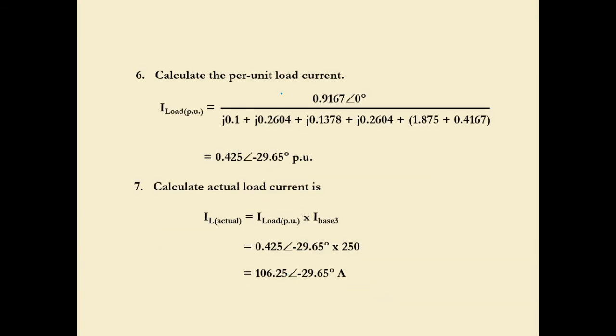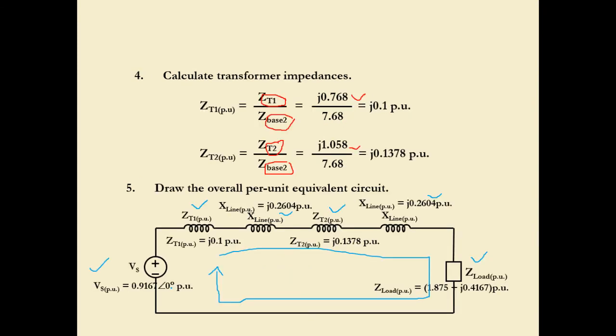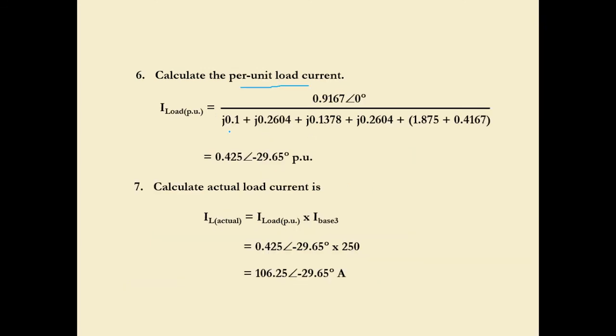So calculate the per unit load current. We have here the VS 0.9167 divided by all the impedance values. This is for the load, ZL, this is for line number 2, this is Z of T number 2, this is Z for the first line, and this is Z for transformer 1. And then this is the I load PU 0.425 minus 29.565 PU.